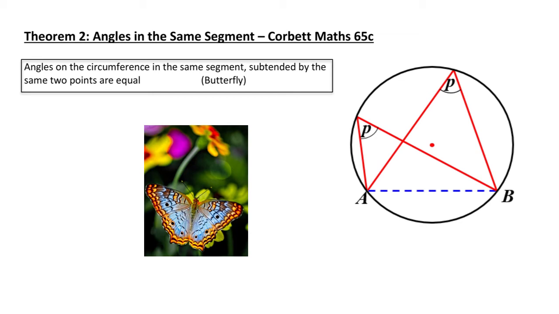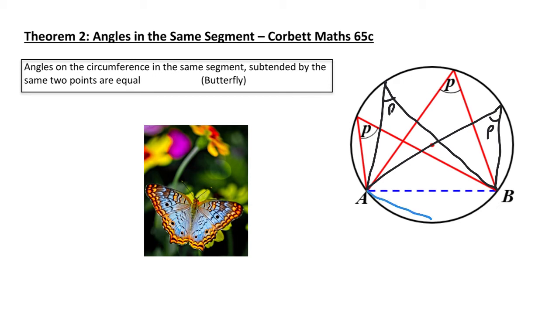And we can actually extend this further. We could have all of the angles drawn in the same segment. Well, this is also P. And this angle will also be P. So all the angles that are subtended by the same two points that are in the same segment are equal. And we can do this for the minor segment as well. So the angles here, let's call them Q, they're all going to be the same size as well, because they're subtended by the same two points and they're in the same segment.